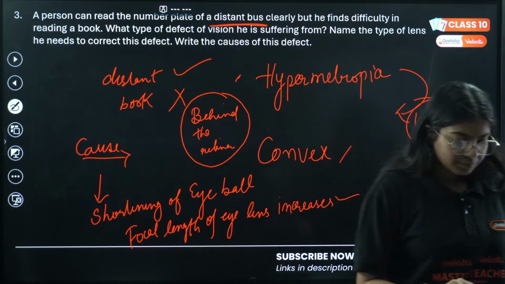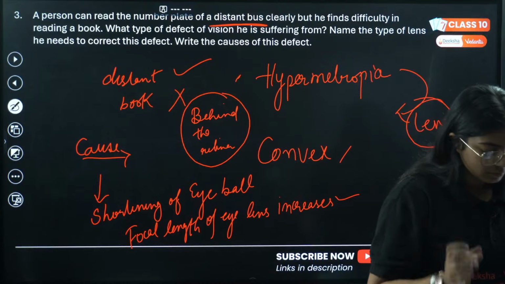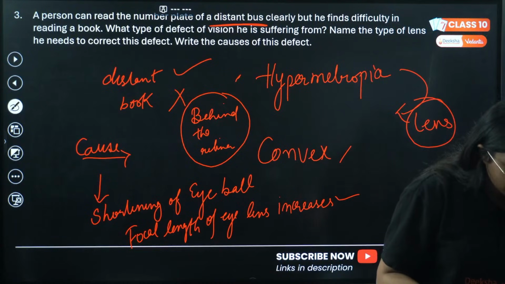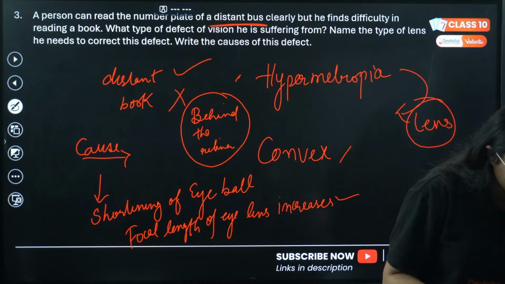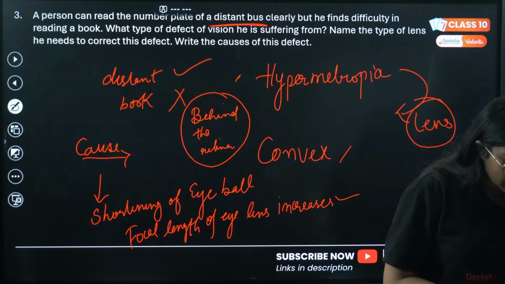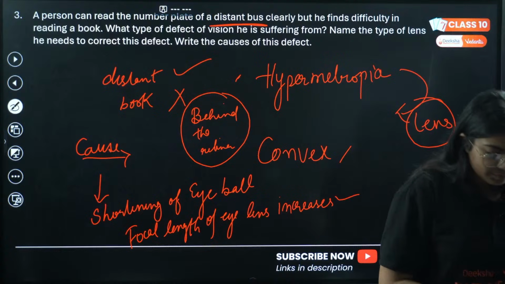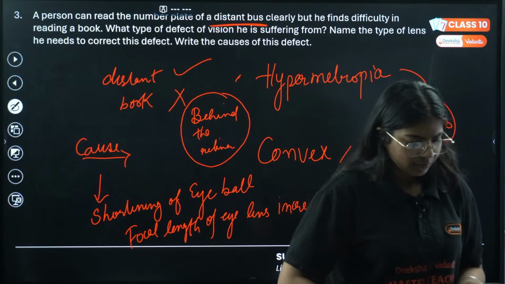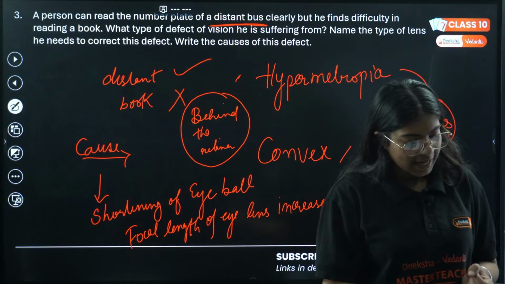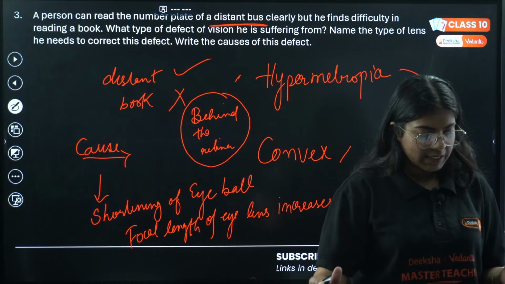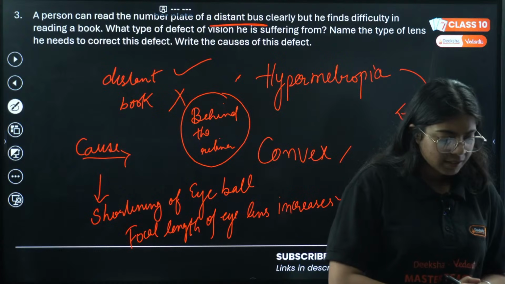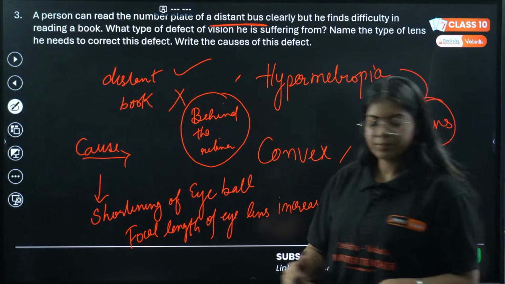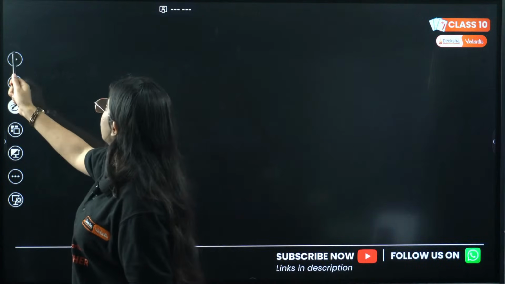Okay. Everyone clear? Okay. Can we move to the next question? Myopia, concave lens. Hypermetropia, convex lens. Correct? Okay. Let's move on to the next question.